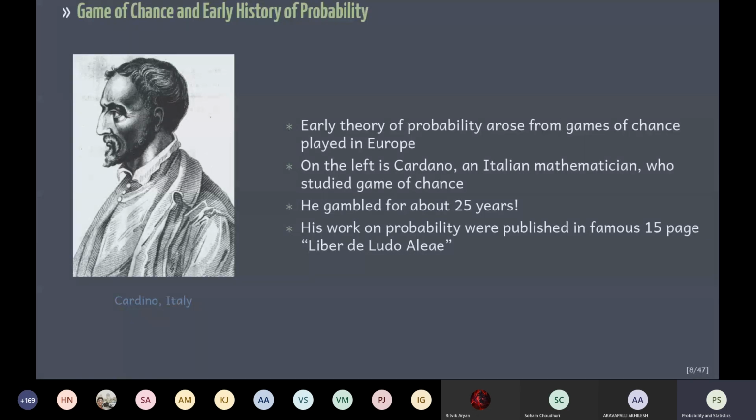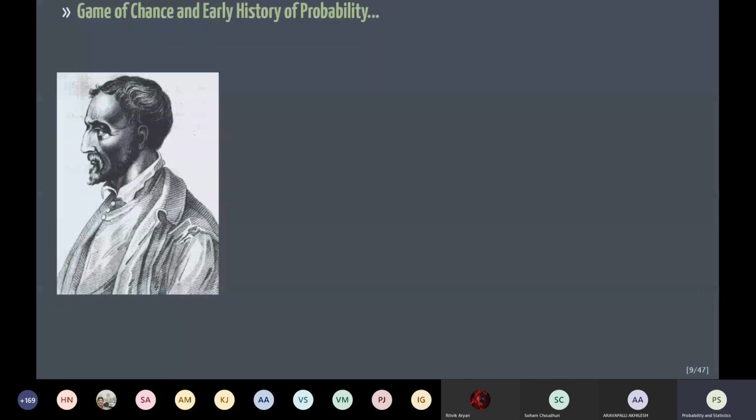Okay, Liber de Ludo Aleae. Okay, I don't know what it means. Okay, actually, Liber is like a game. Okay, so that's why it's a verb. Okay, so okay.